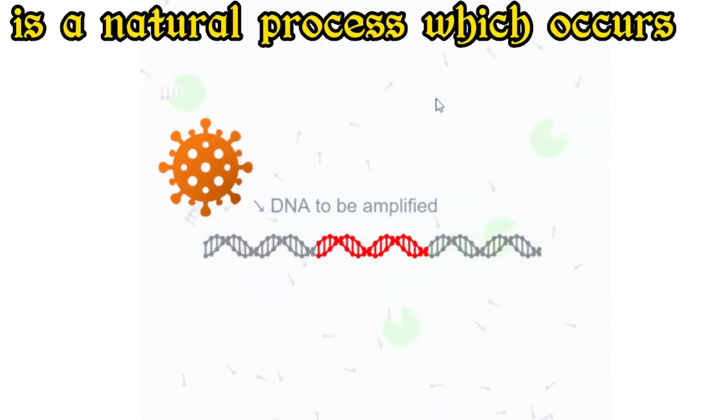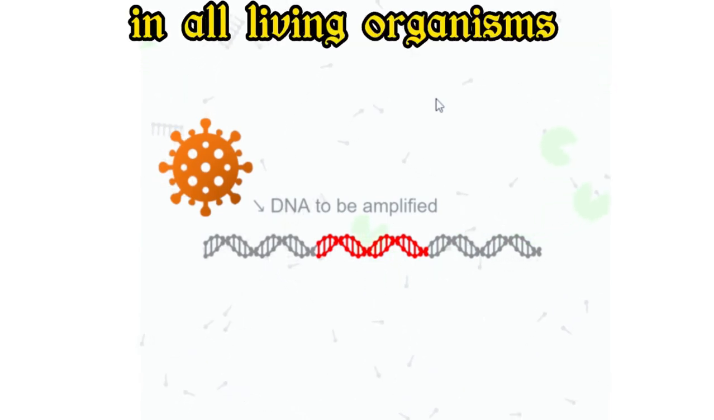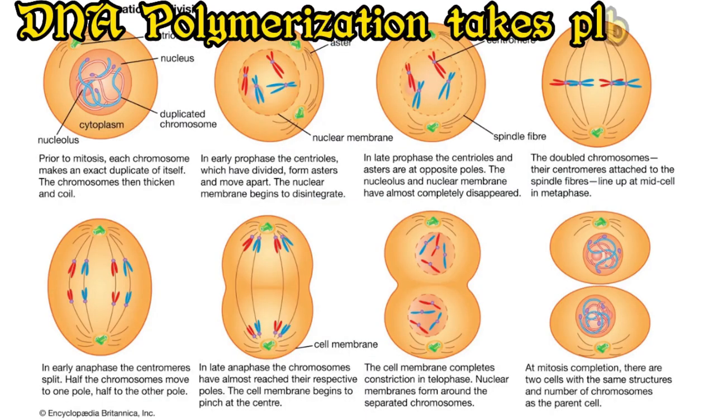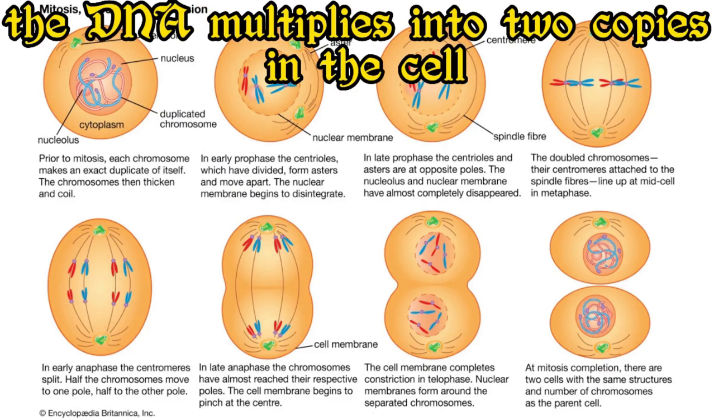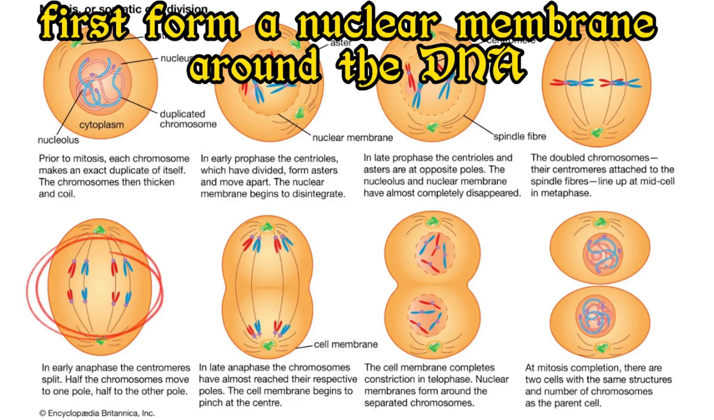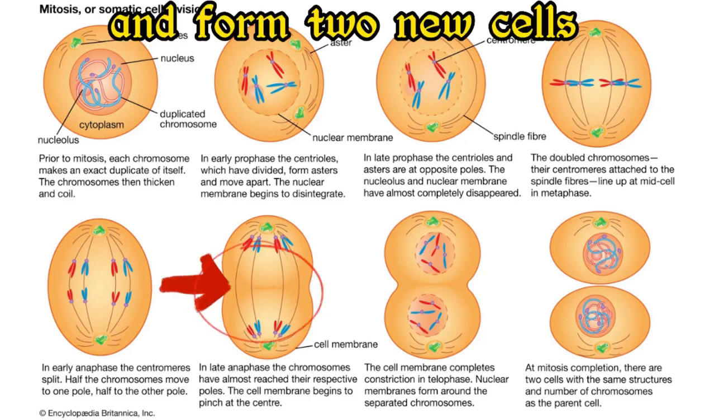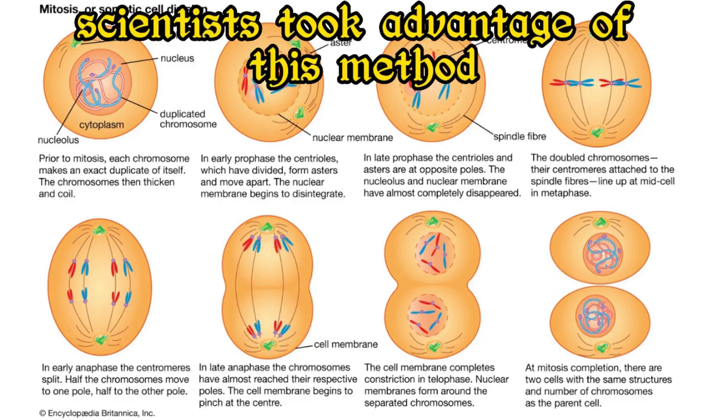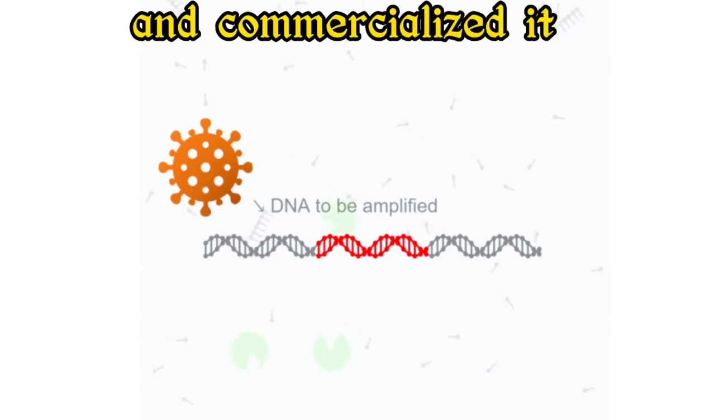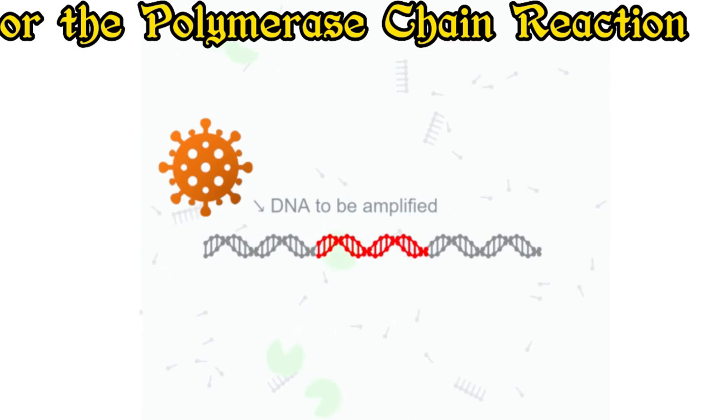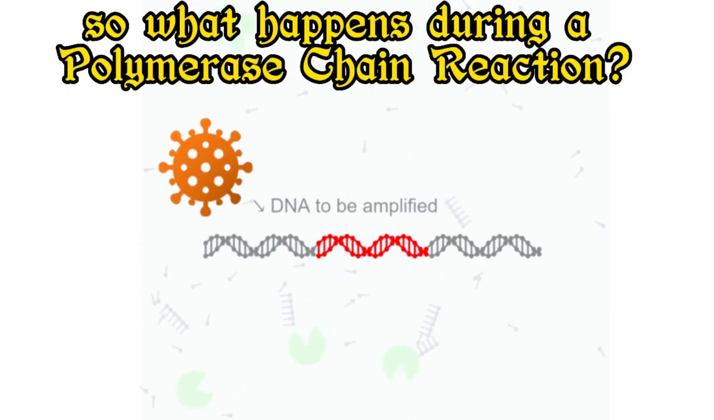DNA polymerization is a natural process which occurs in all living organisms. As we multiply our cells for growth and for repairing of new cells, DNA polymerization takes place. The DNA multiplies into two copies, and the cell will first form a nuclear membrane around the DNA, and then form the cell membrane and form two new cells. Scientists took advantage of this method and commercialized it, and this is now why we have PCR, or the polymerase chain reaction.